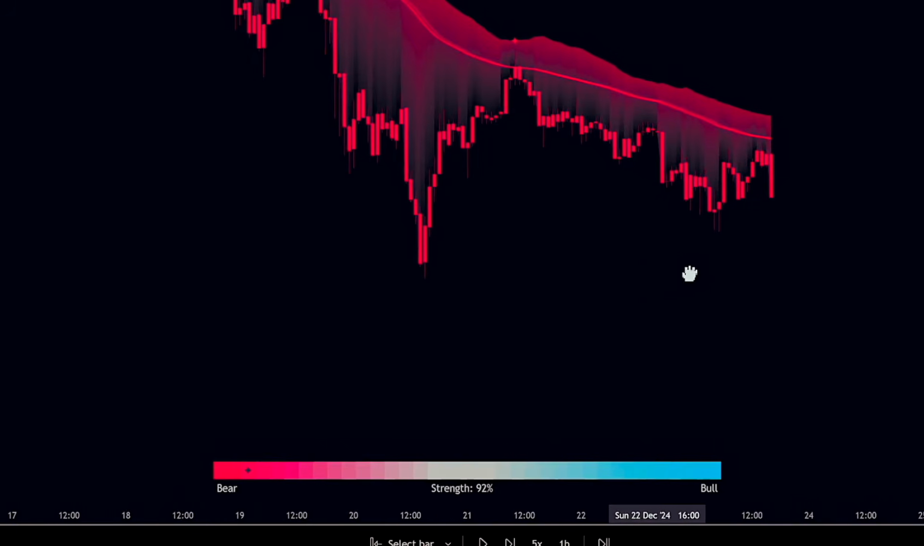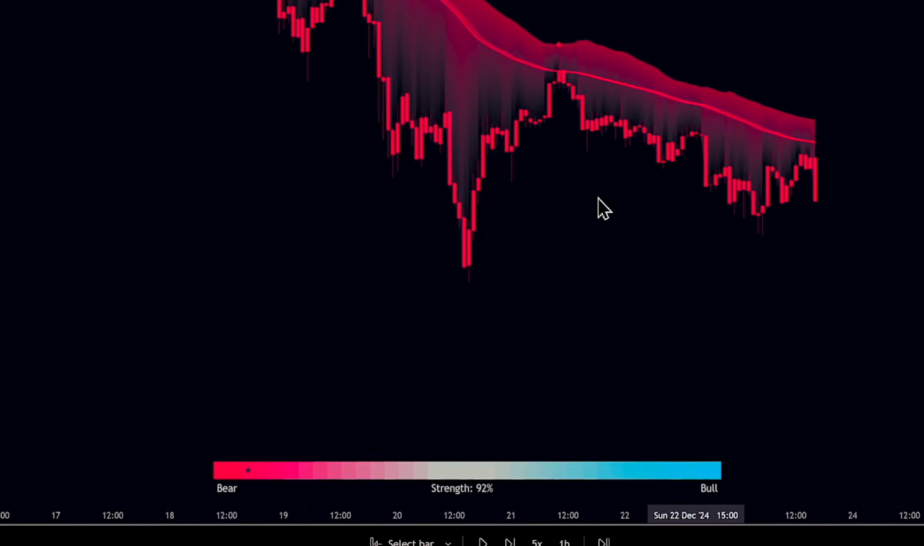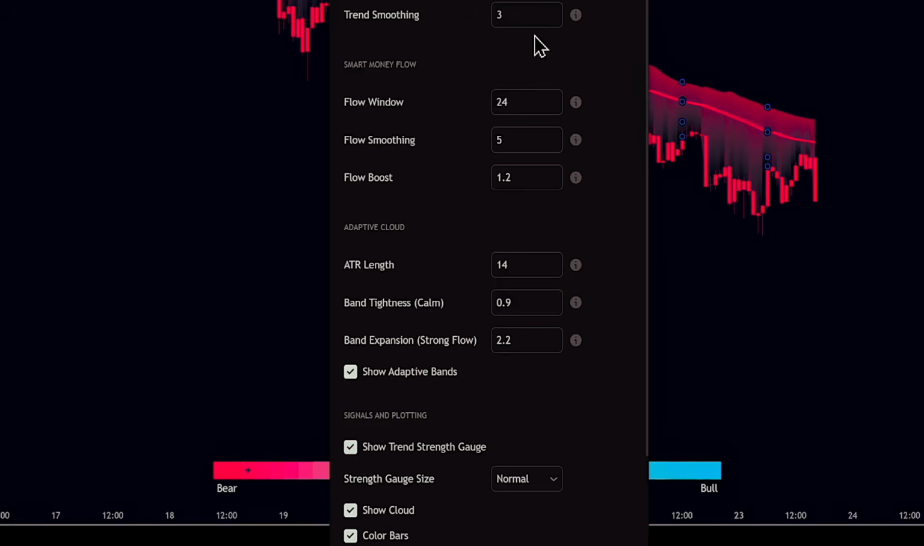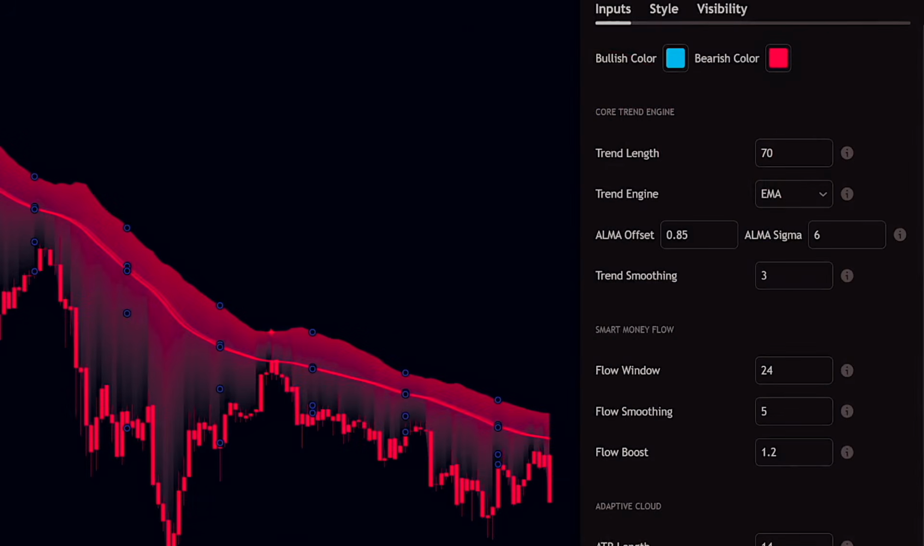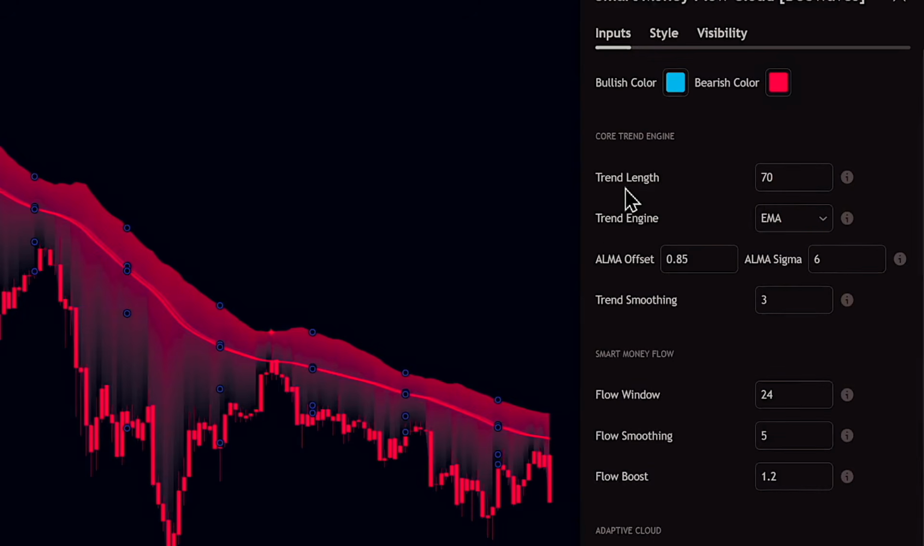Now let's jump into the settings because we're making one more important adjustment. Open the indicator settings, go to the inputs tab, and find the length setting. For this video, we're changing length to 150. Here's what that changes. Length controls how smooth and slow the baseline becomes.